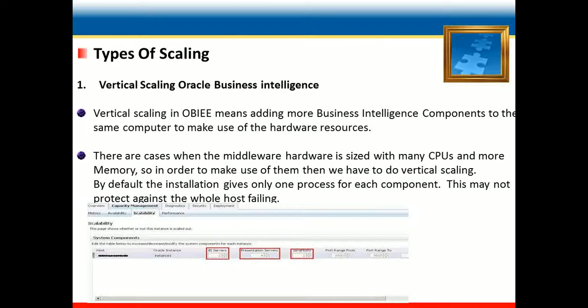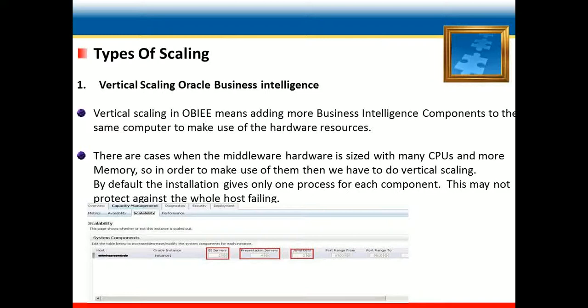So now I'm going to explain types of scaling. First of all, vertical scaling of Oracle Business Intelligence. Vertical scaling in OBIEE means adding more business intelligence components to the same computer to make use of hardware resources. There are cases when the middleware hardware is sized with many CPUs and more memory. In order to make use of them, we have to do vertical scaling. By default, the installation gives only one process for each component. This may not protect against the whole host failing.